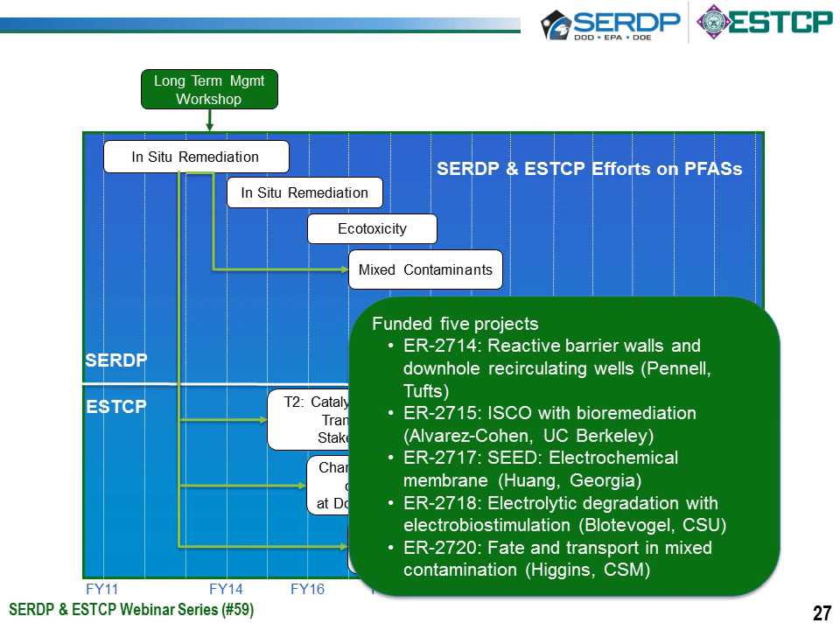You can see there that there are a number of different technologies. We have reactive barrier walls and downhole recirculating wells, in situ chemical oxidation with bioremediation. We have electrolytic degradation with the electrobiostimulation. And then Chris Higgins at Colorado School of Mines is following some of his work looking more at depth of fate and transport of some of these contaminants. And then we also have another seed effort. Again, that's the proof of concept looking at an electrochemical membrane. Again, these are 2017 projects, so they're just kind of getting up and off the ground. Slide 28.